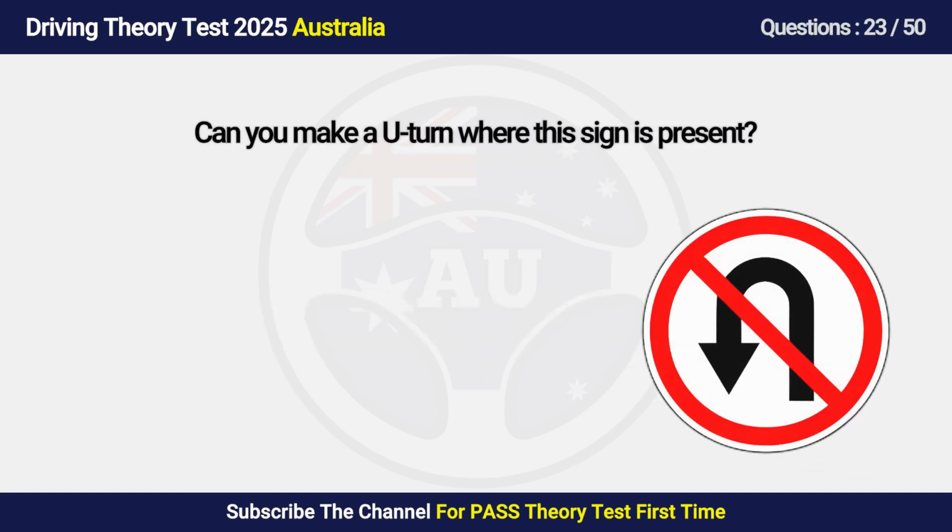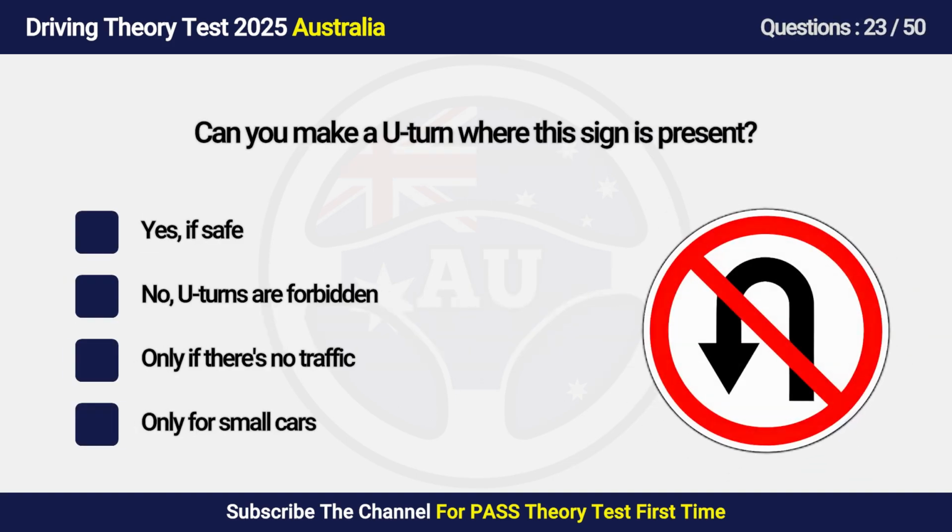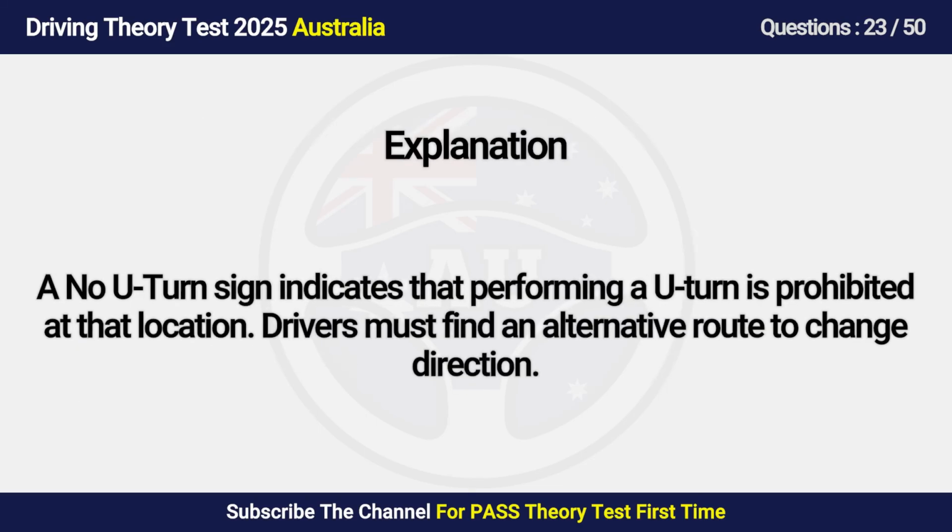Question 23. Can you make a U-turn where this sign is present? A. Yes, if safe. B. No, U-turns are forbidden. C. Only if there's no traffic. D. Only for small cars. Answer is B. No, U-turns are forbidden. A no U-turn sign indicates that performing a U-turn is prohibited at that location. Drivers must find an alternative route to change direction.